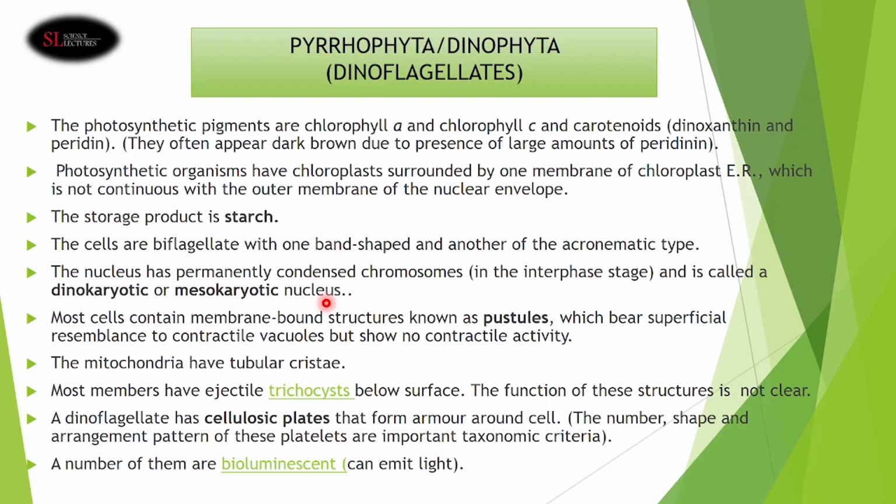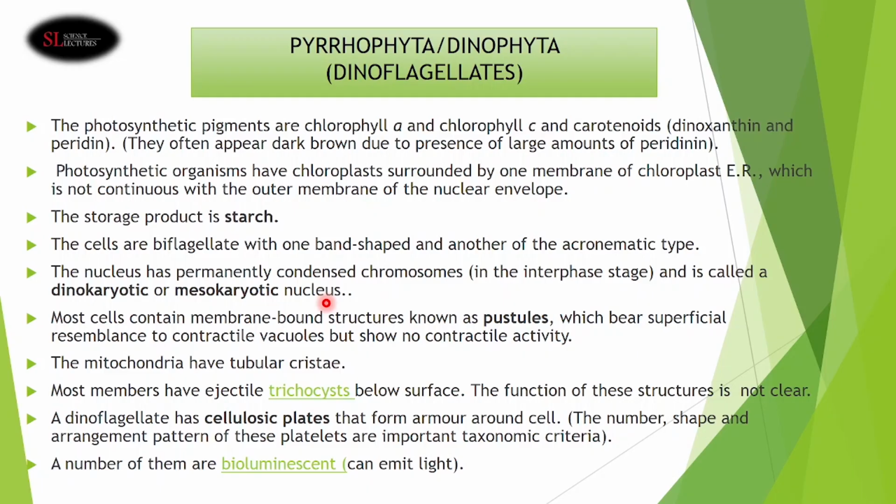Then most have membrane-bound organelles containing structures called pusules. And these pusules look like contractile vacuoles, but they don't show any function of contractile activity. Then the mitochondria has tubular cristae. Then most members have ejectile trichocysts. However, the function of the trichocyst is not yet known.